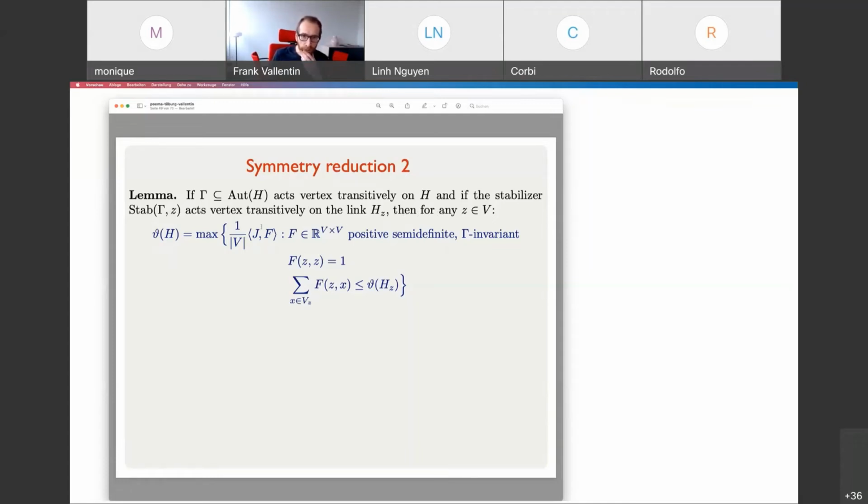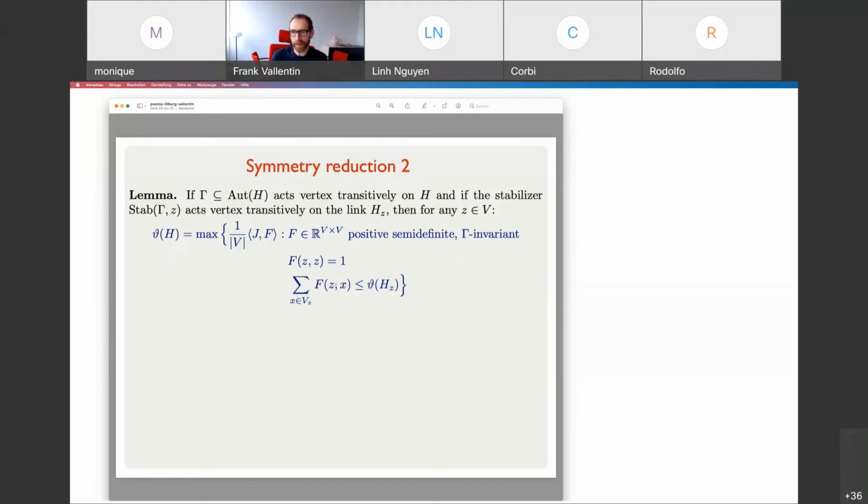So we simplify the condition that this vector lies in the theta body. We simplify this condition by saying this inequality here: a sum over all vertices x in the vertex set of the link graph of f_z(x) is at most the theta number of the link graph H_z. So this inequality is now a replacement for what we had before, that the vector lies in the theta body of the link graph.